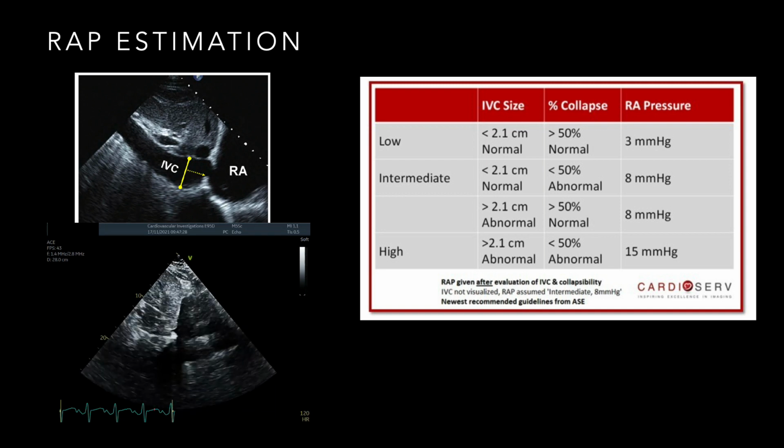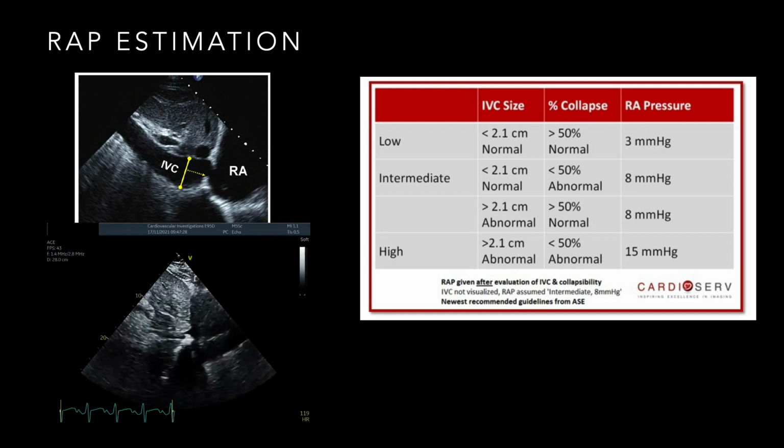So at the extreme, a normal right atrial pressure would be, if you have an IVC that is less than 2.1 centimeters in diameter and has greater than 50% collapsibility, that indicates a normal right atrial pressure. So we would add 3 millimeters of mercury to the pressure gradient that we calculated from the TR peak velocity.